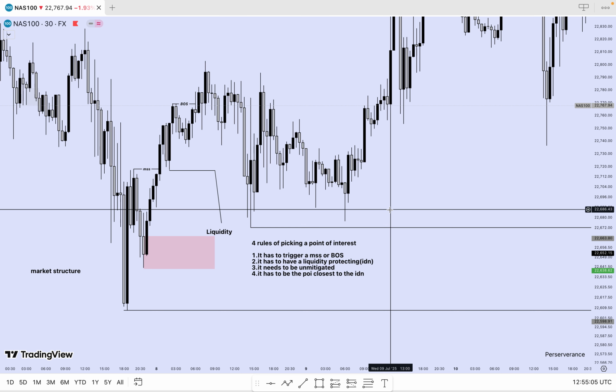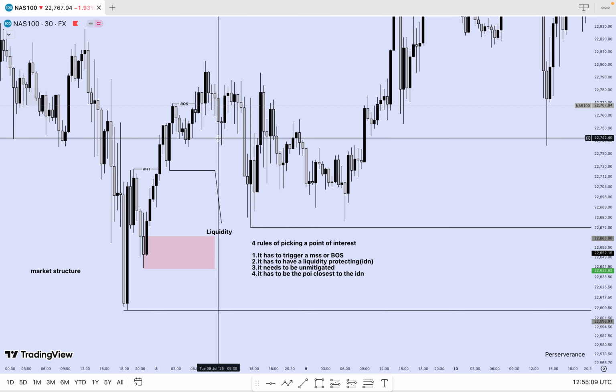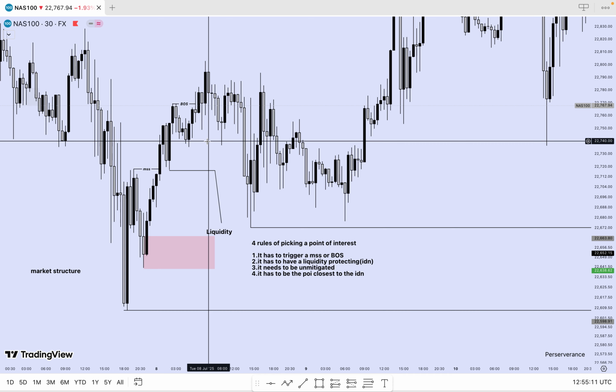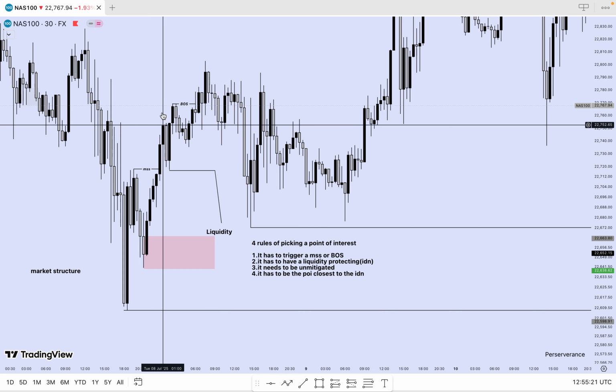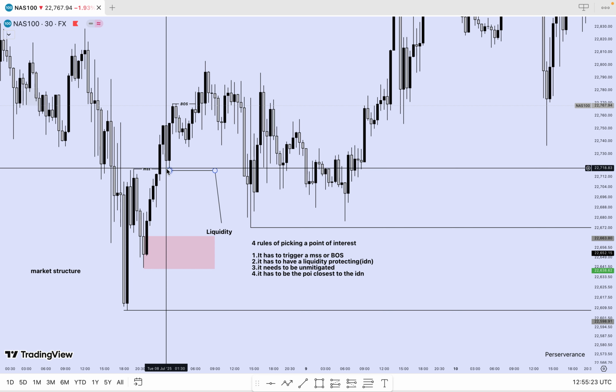Second one is it has to have a liquidity protecting it. In this case, an inducement. And I already talked about what inducement is. You can go back to the video and watch that particular clip on how to verify that this is a valid inducement. So the first pullback here, we have the inducement.